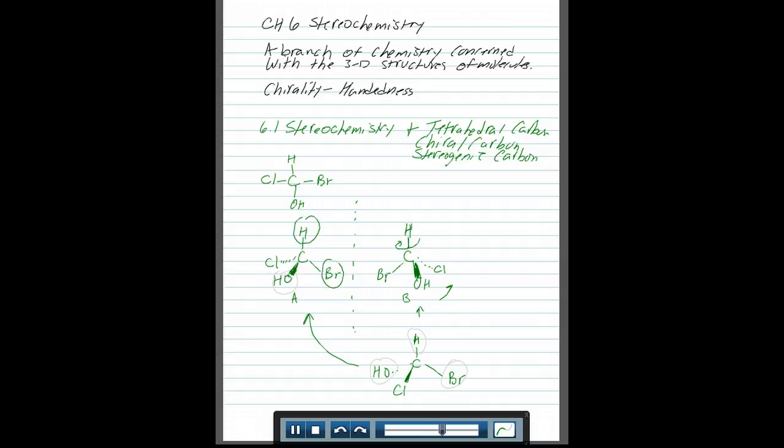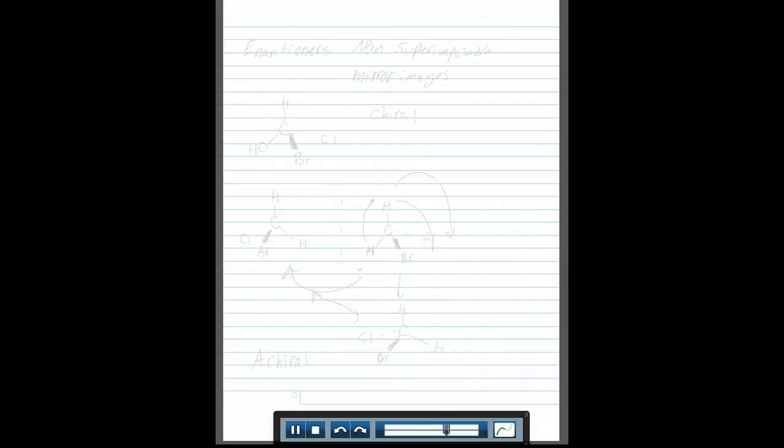Notice your hydrogens and your bromines are in the same plane, but your OH does not match up. Here the OH is coming out of the board. Here the OH is going into the board. Your chlorines are also opposite. So these cannot be superimposed on top of each other. Since they can't be superimposed, these are what's called enantiomers. All right, so enantiomers are non-superimposable mirror images.